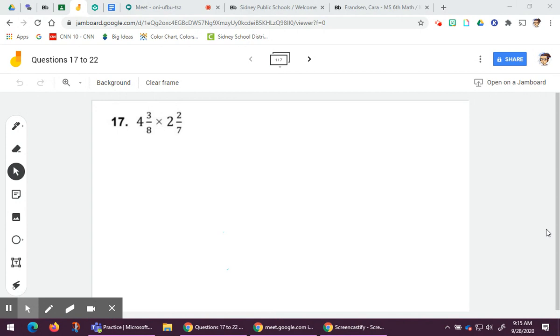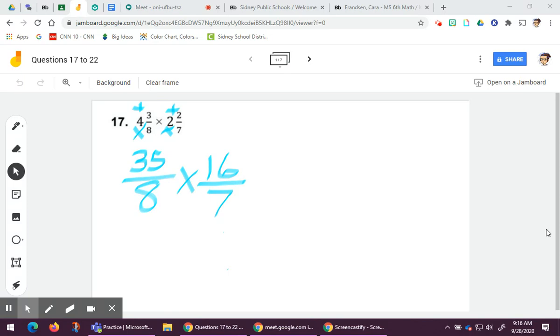Okay, so again, I have to change that whole number 4 into parts, into eighths. So I multiply the 8 times the 4, and I get 32, and I have to add the numerator of that fraction. I have to make an addition problem there. So that is 35 eighths times, now I have to change the whole number 2 into parts, and the parts need to be sevenths. So I multiply 2 times 7, and I get 14, and I add the 2 in the numerator to it. So I get 16 sevenths, okay?